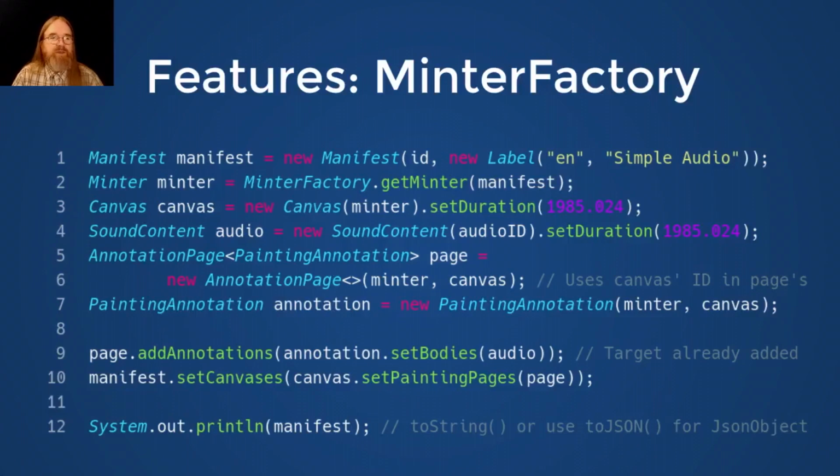For instance, the Minter Factory. As you can see on line 2, a Minter Factory takes a manifest and returns a minter that can then create unique IDs for components of that manifest. So for instance, you see on line 3, we create a canvas and we pass the minter to it. And on line 7, we create a painting annotation and we pass the minter to it. The Minter will generate those IDs based on the manifest and the canvas on which they're found.